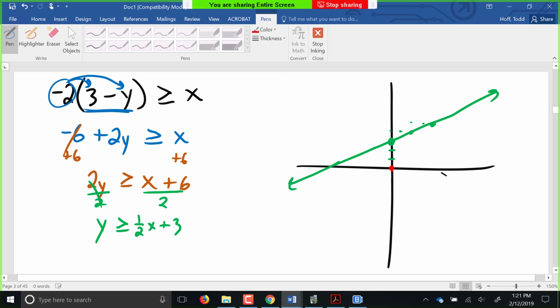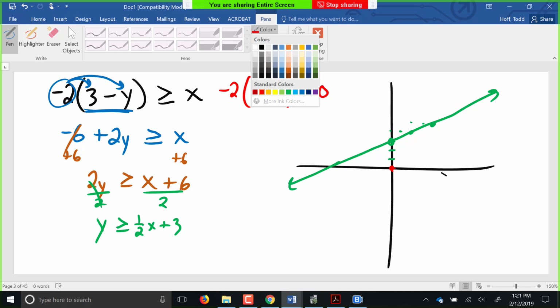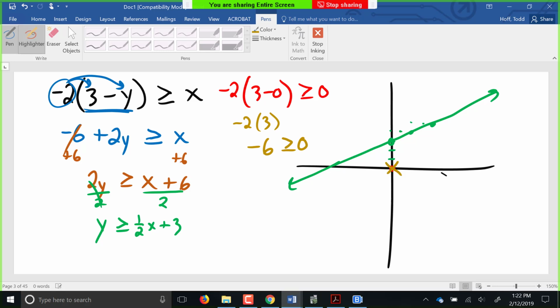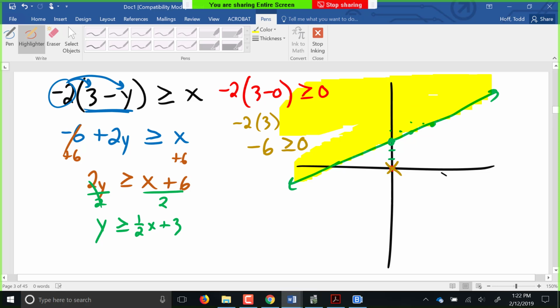Let's test our point here of 0, 0. Negative 2 times 3 minus 0. Is that greater than or equal to 0? Well, 3 minus 0 is 0. Negative 2 times 0 is 0. Is that greater than or equal to 0? Oops, I did something wrong there. What is 3 minus 0? 3. Negative 2 times 3 is negative 6. Is that greater than or equal to 0? No, so that is not true. So we were correct. We are going to shade in above the line.